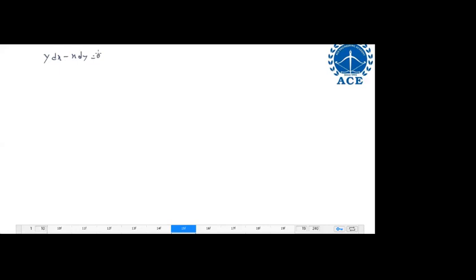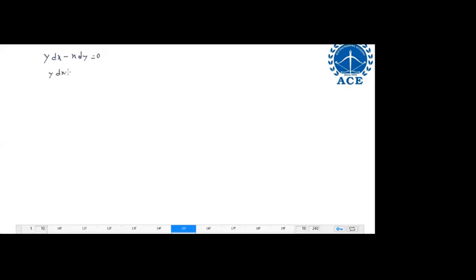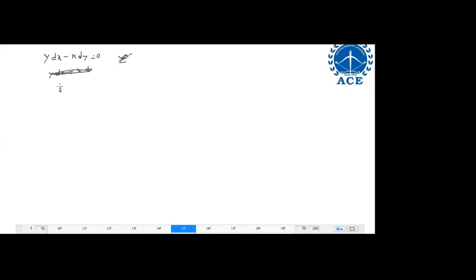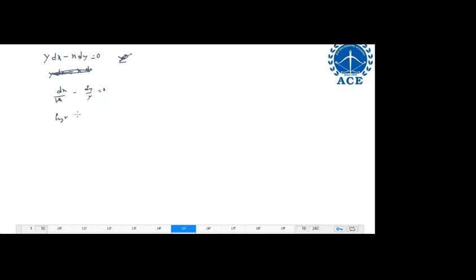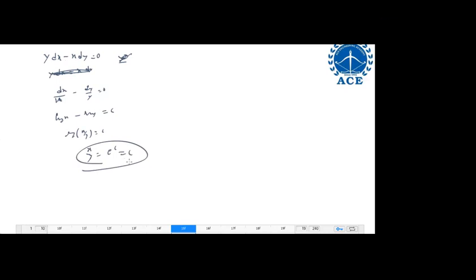If we solve this by the variable separable method, variable separable means direct here, y square. We can write dx by x minus dy by y, right? Log x minus log y equal to c. Log of x by y equal to c. So x by y equals e power c, or just c. That is the answer.